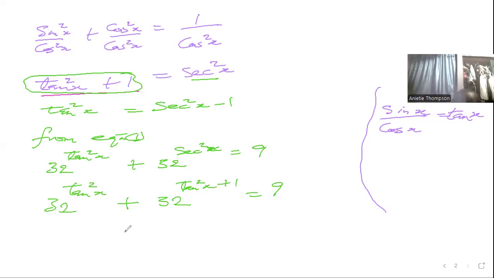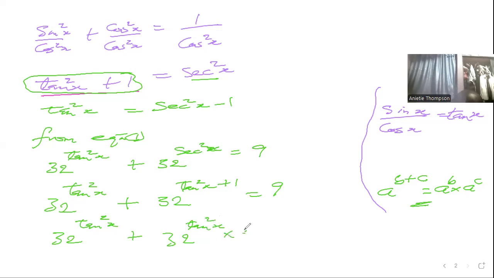All right. Now this is the law of indices. If I have a raised to the power of b plus c, it's the same as a raised to the power of b times a raised to the power of c. So I'm going to write this as 32 to the power of tan square x plus 32 to the power of tan square x times 32 to the power of 1, which still equals 9.